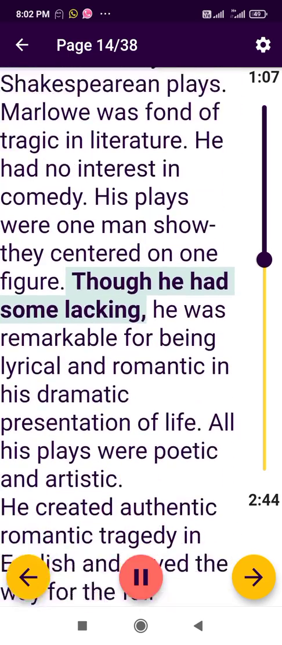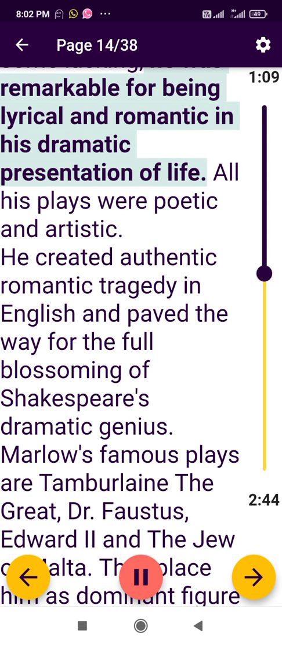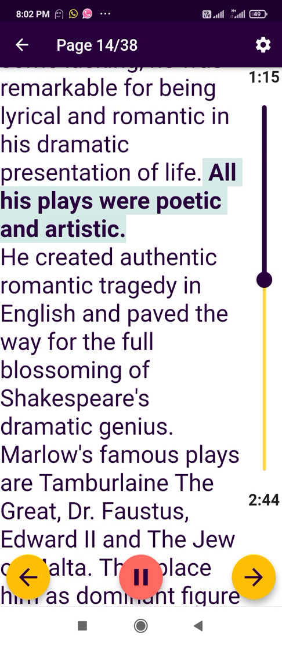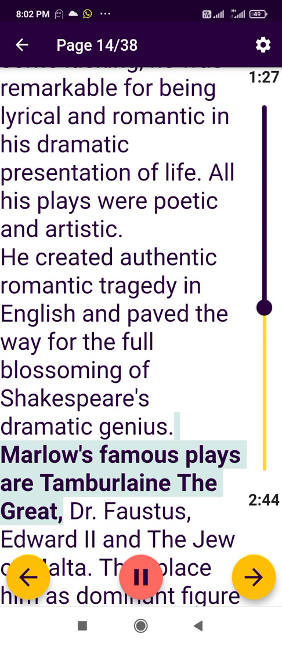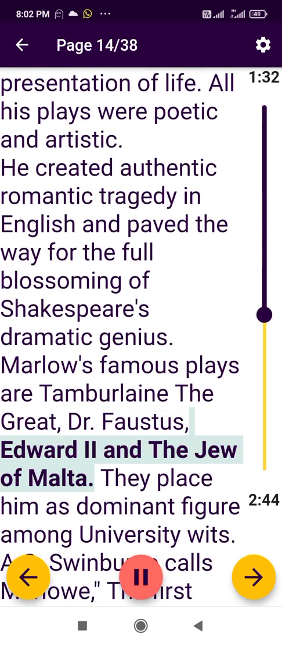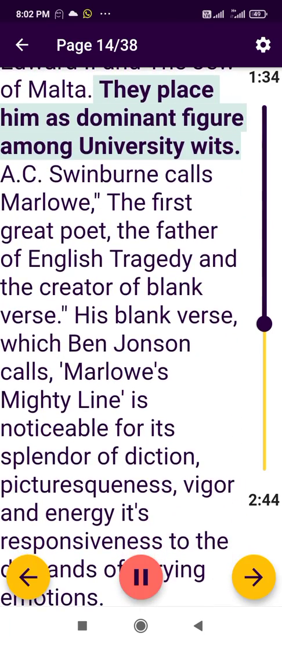Though he had some lacking, he was remarkable for being lyrical and romantic in his dramatic presentation of life. All his plays were poetic and artistic. He created authentic romantic tragedy in English, and paved the way for the full blossoming of Shakespeare's dramatic genius. Marlowe's famous plays are Tamburlaine the Great, Dr. Faustus, Edward II, and The Jew of Malta. They place him as dominant figure among university wits.